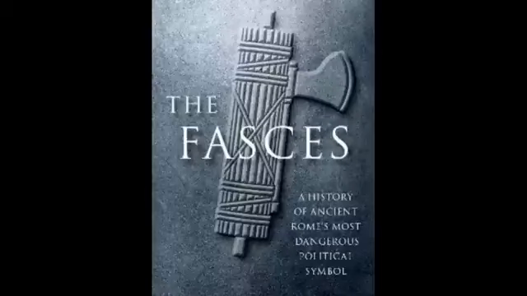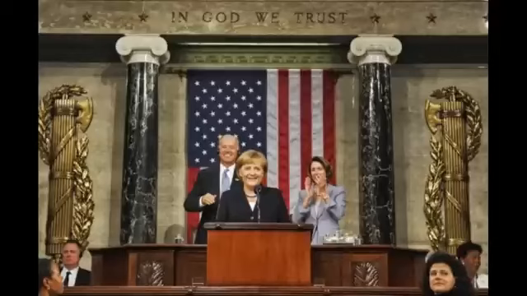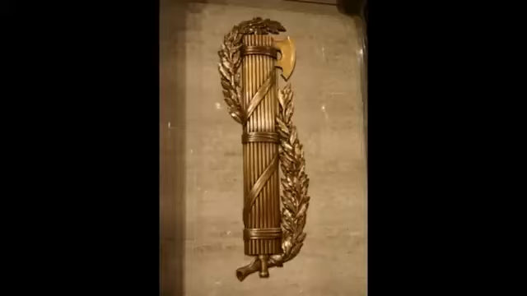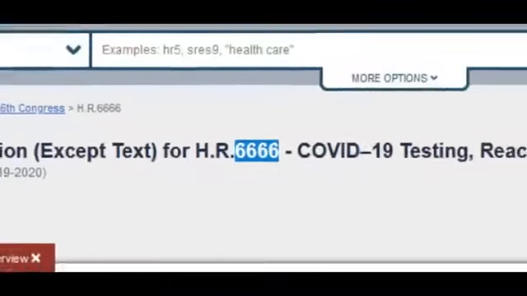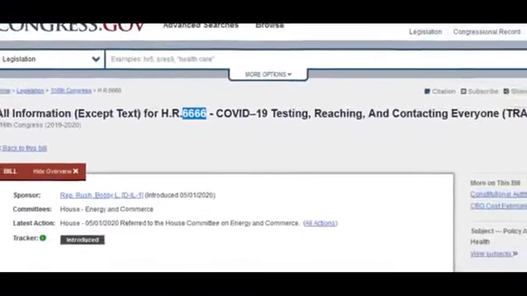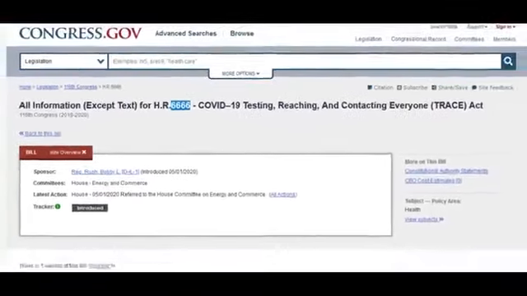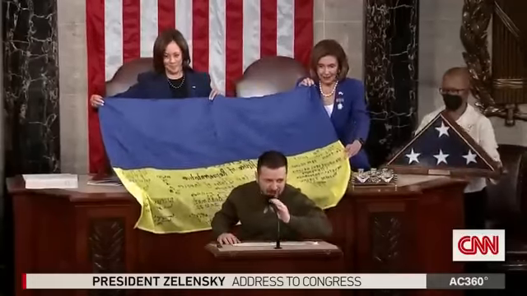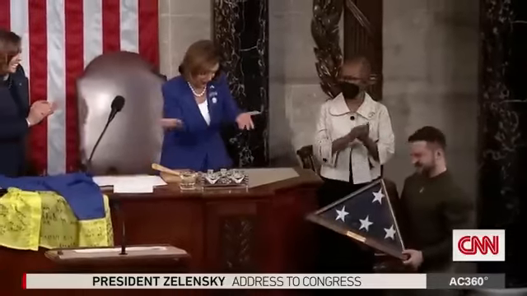Here we see it at the US House of Representatives, on either side of the USA flag, either side of where the speakers perform and talk. If you recall, the House of Representatives, they put through the COVID bill. It had the number of HR 6666. Yes? Anyway, you may ask, why are these ancient Roman symbols of oppression, the fasces, up there on either side?